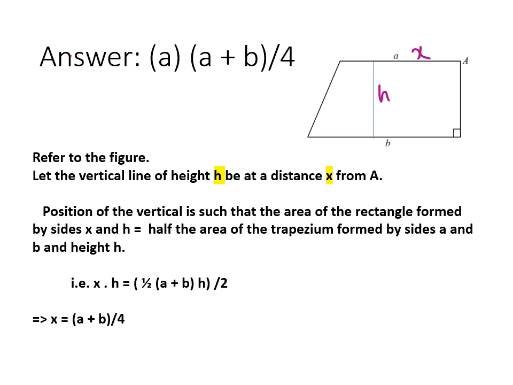Writing all these things in the form of an equation, we have the area of the rectangle x dot h is equal to the area of the trapezium, half into (a plus b) into h, whole divided by 2. Solving for x, we get the length as (a plus b) by 4.